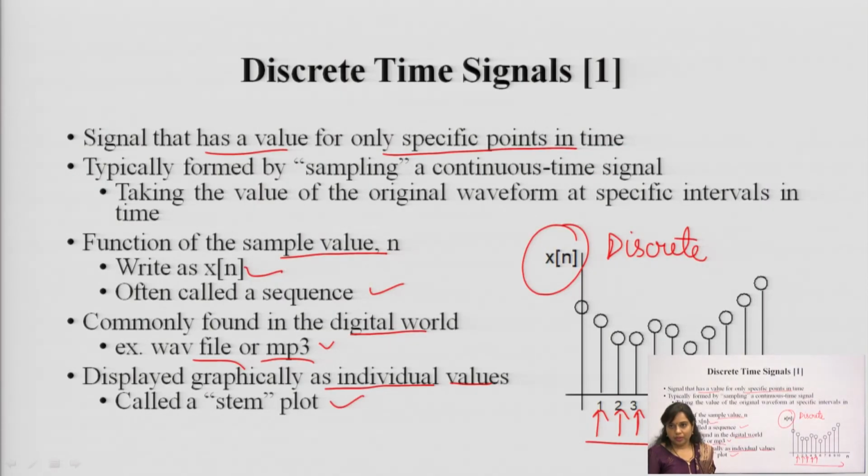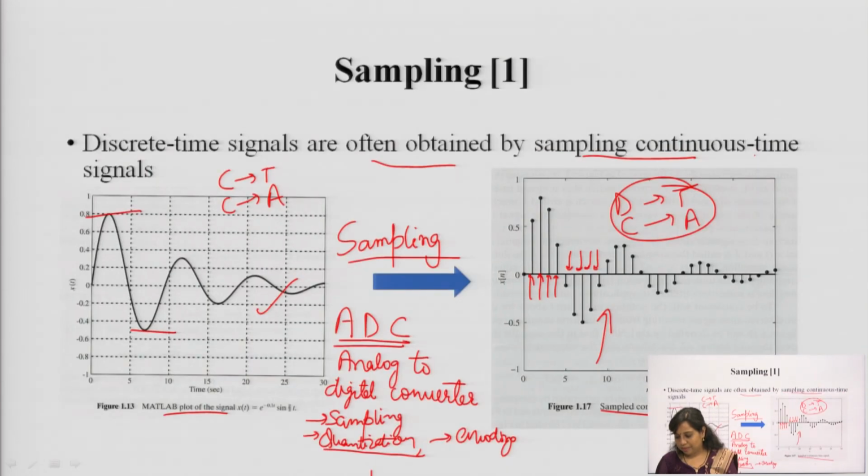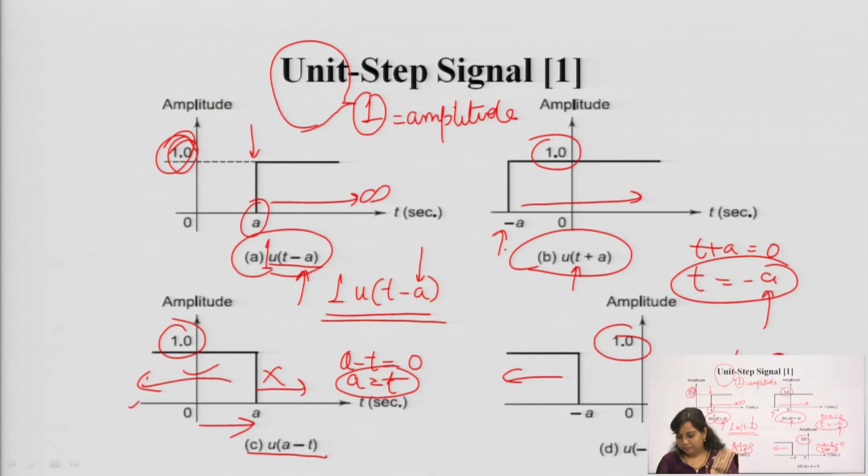So, this is a discrete signal. In this lecture we have discussed the introduction of signals, because every piece of information you are going to transmit is in terms of signals. It can be analog in nature, it can be discrete in nature, that is, discrete in time or continuous in time. Discrete time signals are often obtained by sampling continuous time signals. So, sampling will be done.